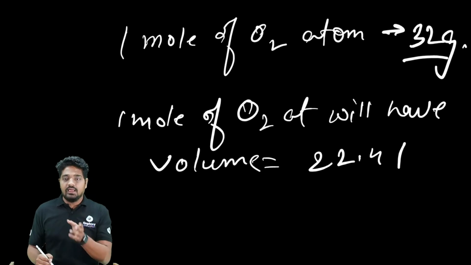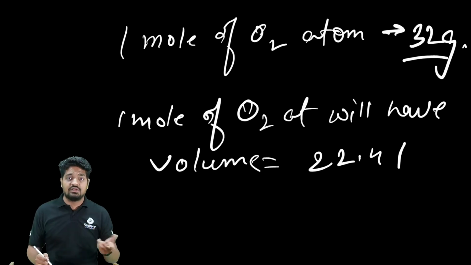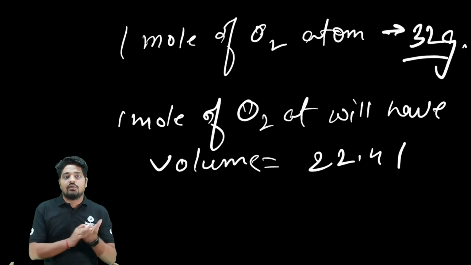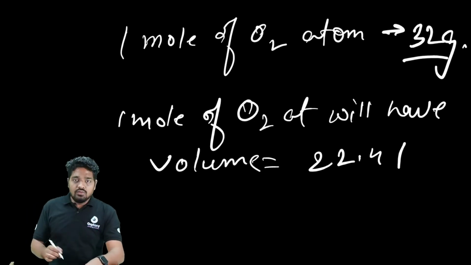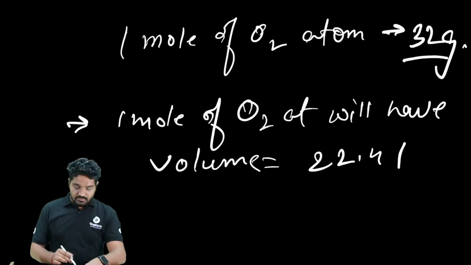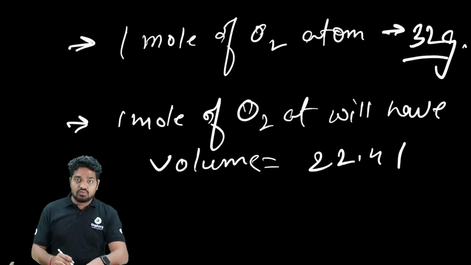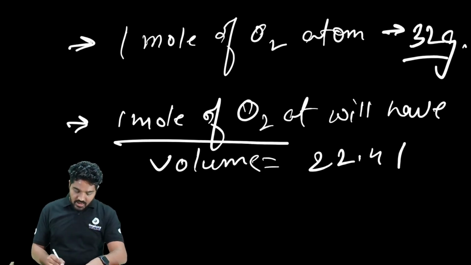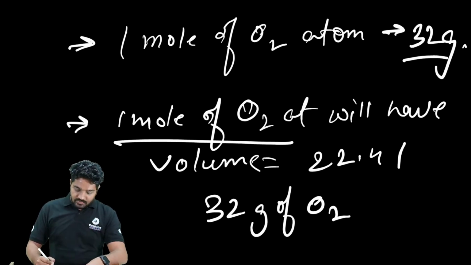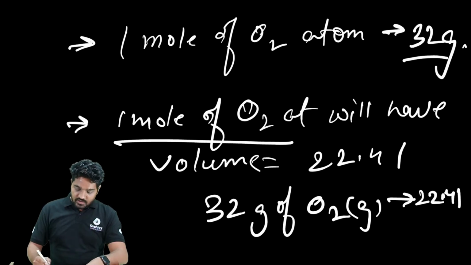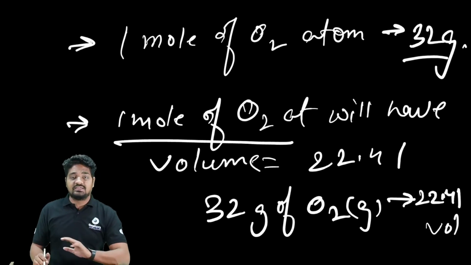Alright, ये STP condition है, that is standard temperature and pressure, that is your room temperature 298 Kelvin, 273 Kelvin, और साथ में 1 atmospheric pressure और 1 bar. Alright, now I can relate all these two equations. So 1 mole का mass कितना होता है? 32 gram of oxygen gas will have 22.4 liter volume. Now this is very simple.